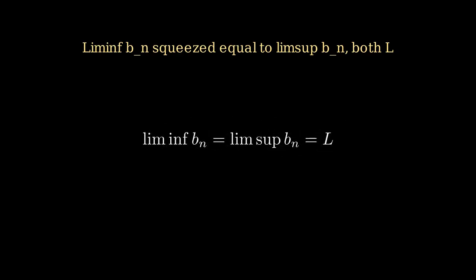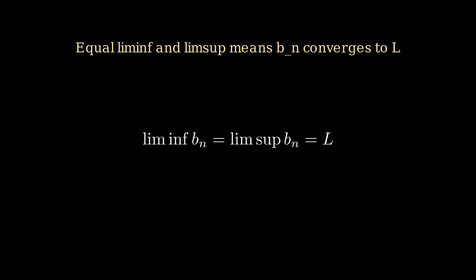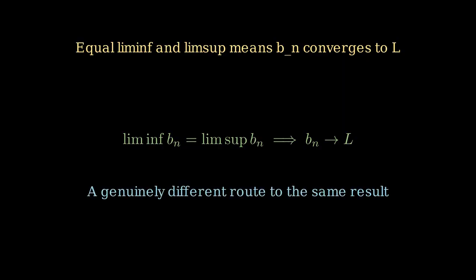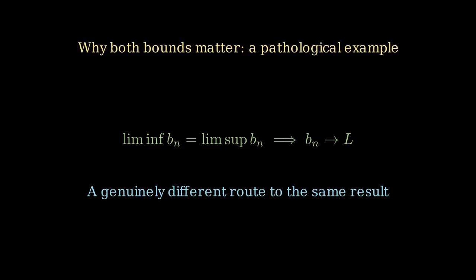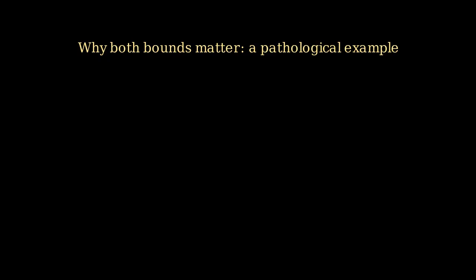But limit inferior is always less than or equal to limit superior for any sequence. Squeezing these two facts together forces limit inferior of b sub n to equal limit superior of b sub n, and both must equal L. When limit inferior and limit superior of a sequence agree, the sequence converges to that shared value. So b sub n converges to L, matching our first proof. This route is genuinely different because it works entirely through order properties of the sequence without ever picking an epsilon or a starting point by hand.